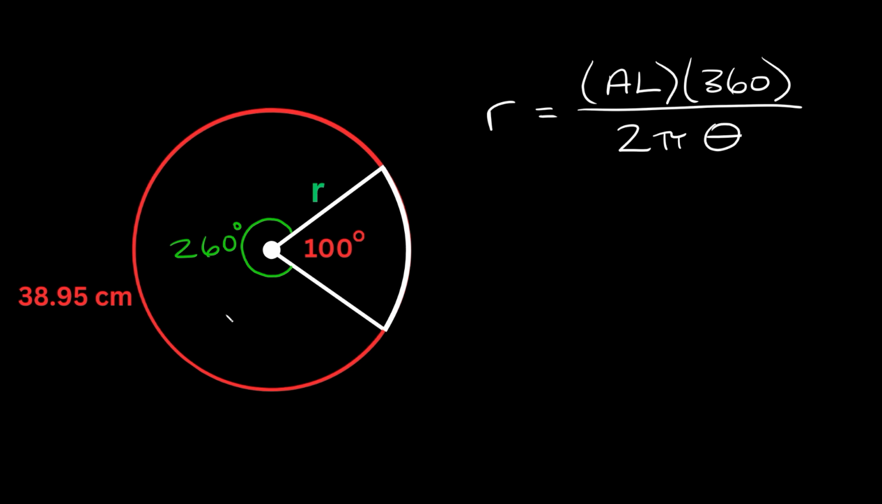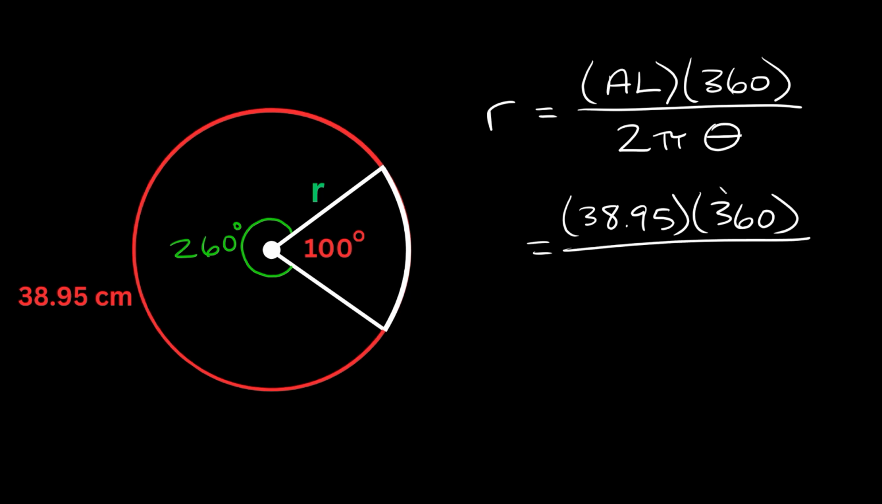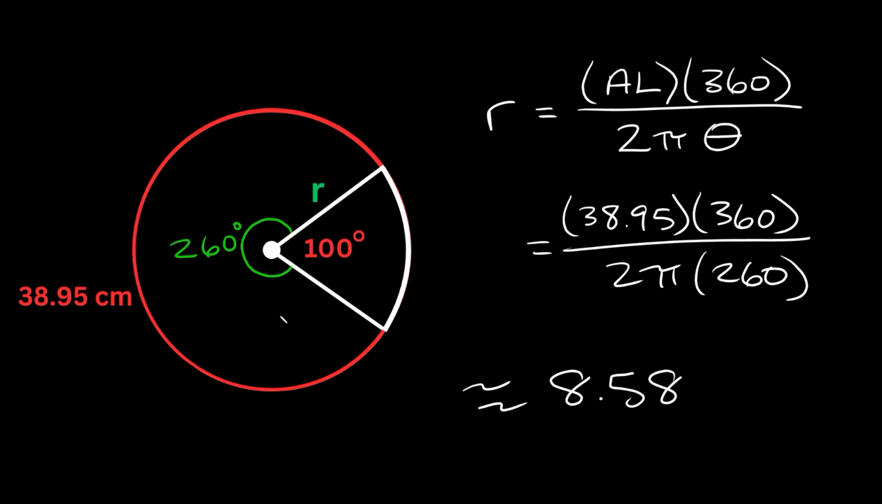Okay, so now that we figured out our angle, let's plug in what we know here. So the radius of this circle is going to be equal to the arc length, which is 38.95 times 360 divided by 2 pi theta, where theta is 260. All right, so if you plug this into your calculator, you'll get that this is approximately equal to 8.58, and our units are centimeters.